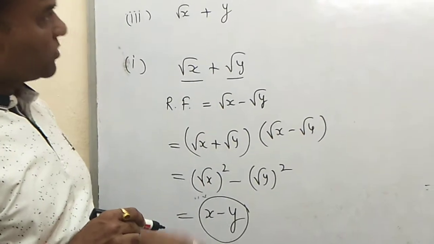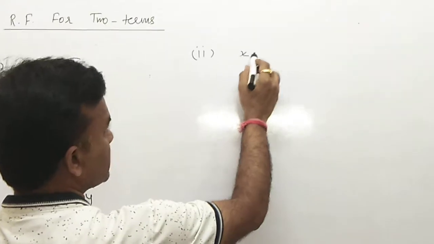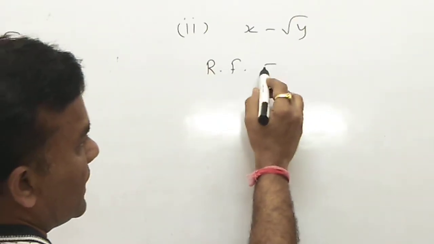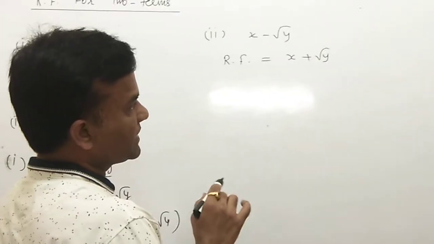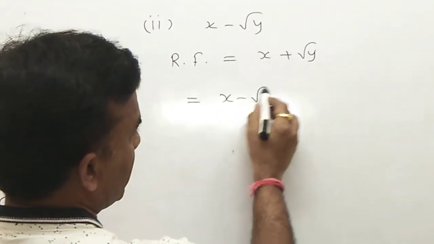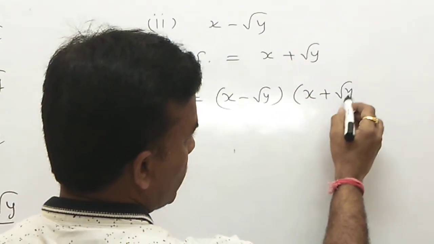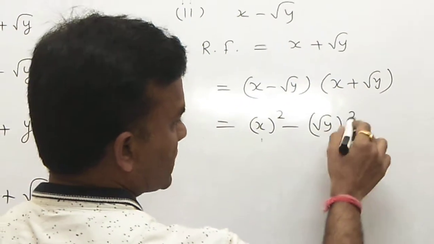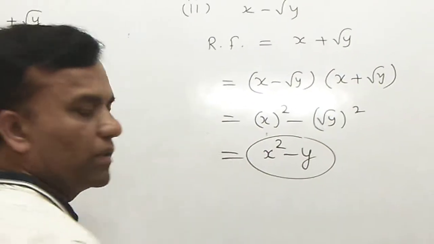Similarly, here we have example 2. You have x minus root y given, then its RF, rationalizing factor, is x plus root y, because you always change the sign: if a minus sign is given, you take plus. We simplify the given number x minus root y with the rationalizing factor x plus root y. So we have x squared minus the square of root y, so it is x squared minus y. So again you have converted it into a rational number.